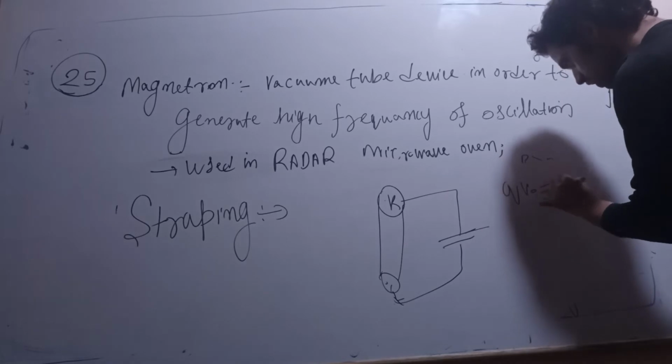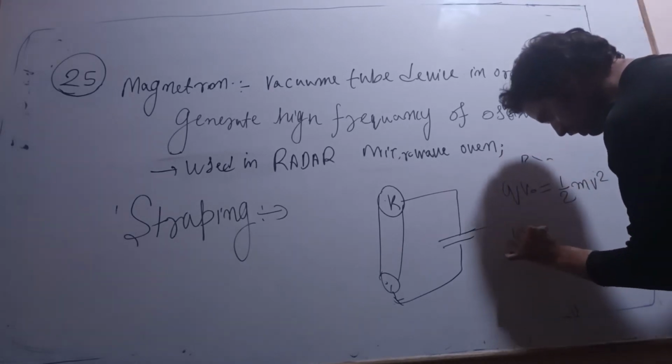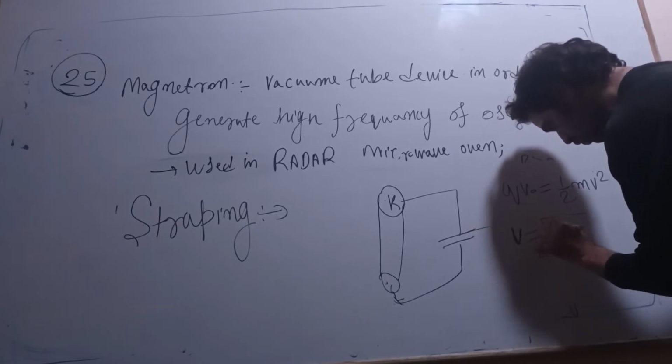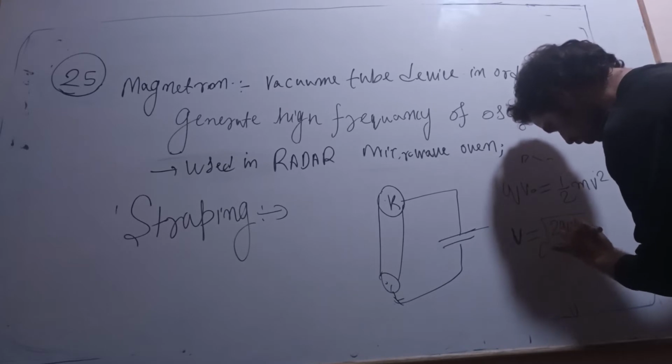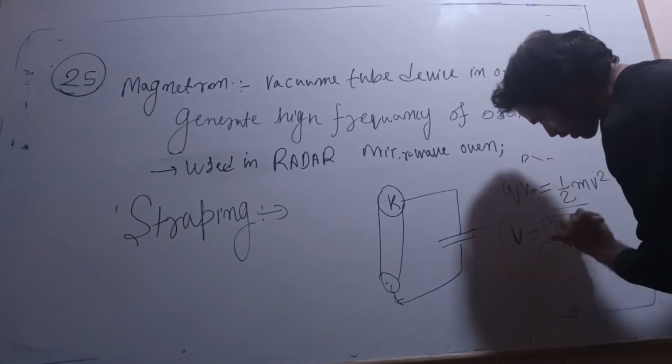What is this potential energy? If you see, qV0 is equal to half m v squared, where v is nothing but v equals the square root of 2qV0 divided by m. This is the velocity of the electron.